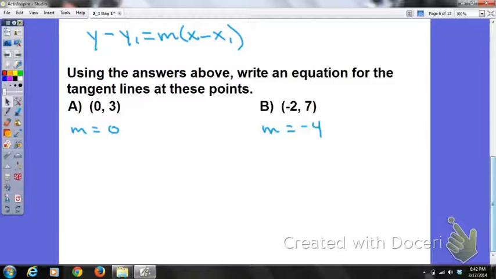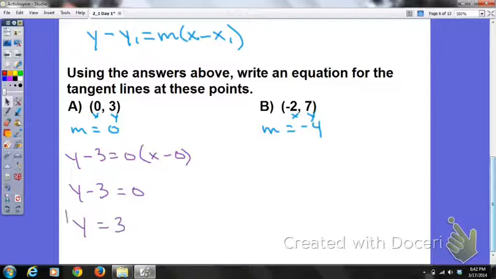Since we now have an x, y, and m for each problem, I can plug into my point-slope form to have an equation of the tangent line. So for a, we have y minus 3 is equal to 0 times x minus 0. Well, 0 times anything is just going to be 0, so we can either write y minus 3 is equal to 0, or simply y equals 3. That would be a horizontal line.